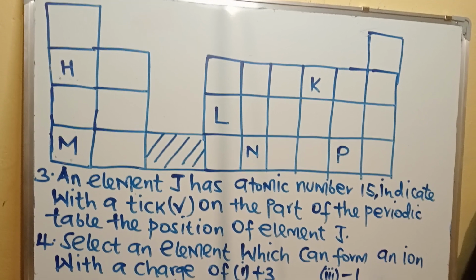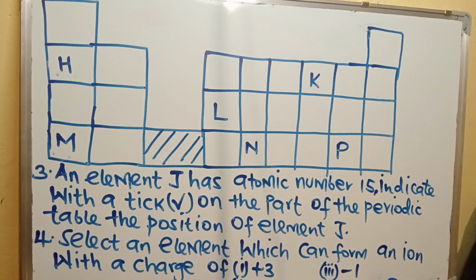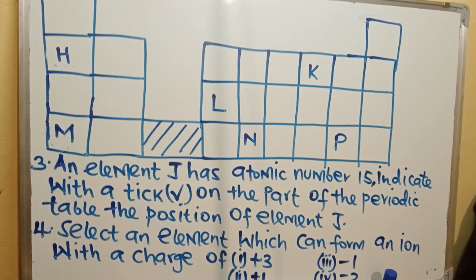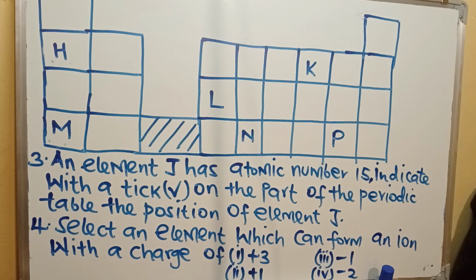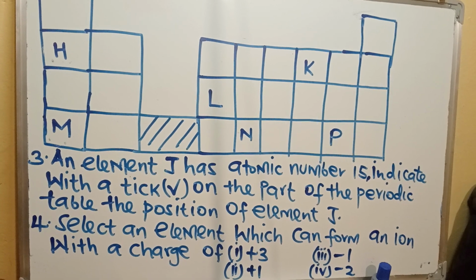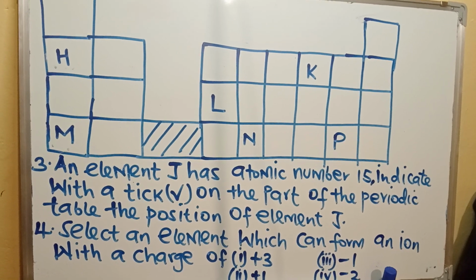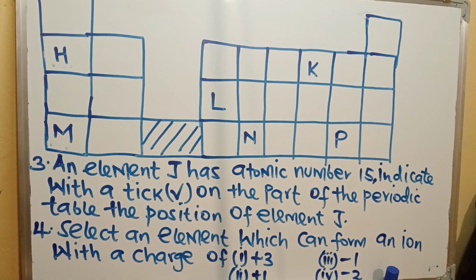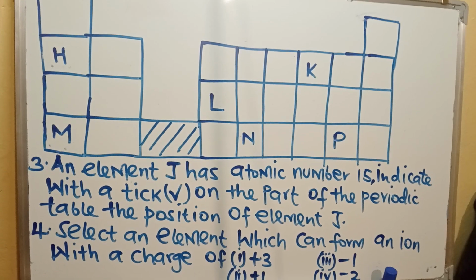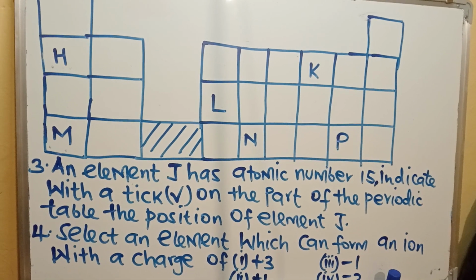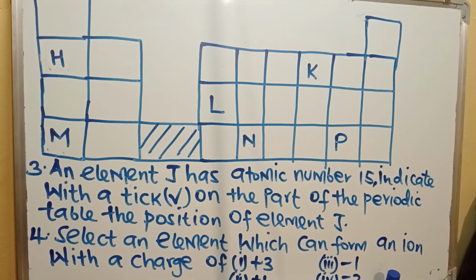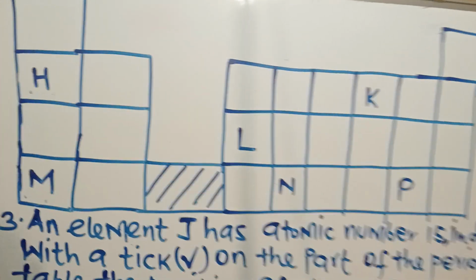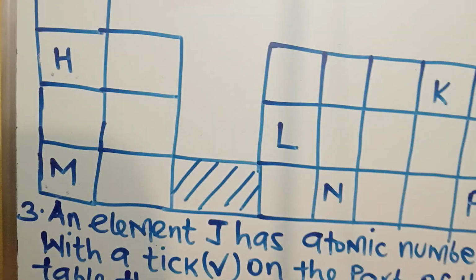Question 3 reads: an element J has atomic number 15. Indicate with a tick on the part of the periodic table the position of element J. Remember from our previous lesson, we already said that the letters used in this question are not the actual symbols for those elements. So I want us to begin, and this is where we should start.